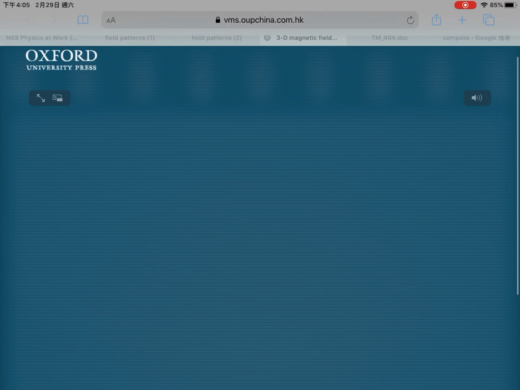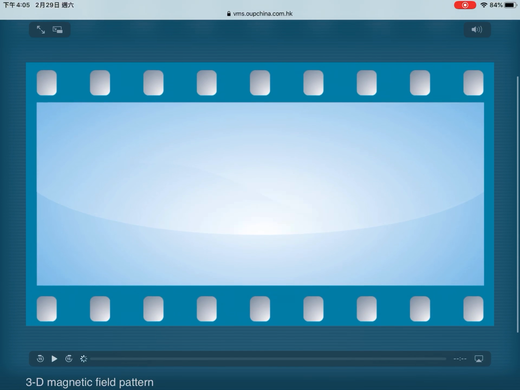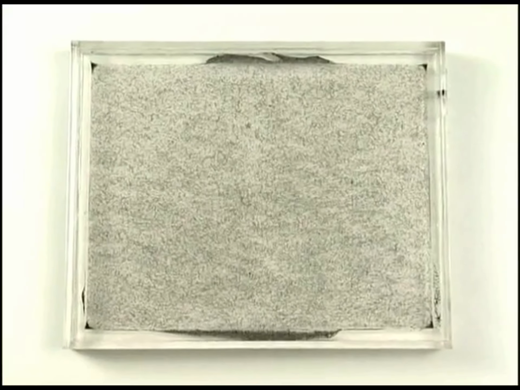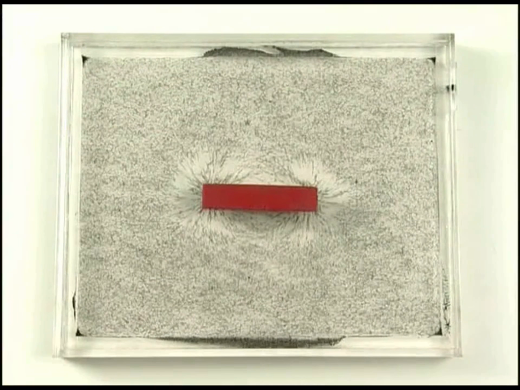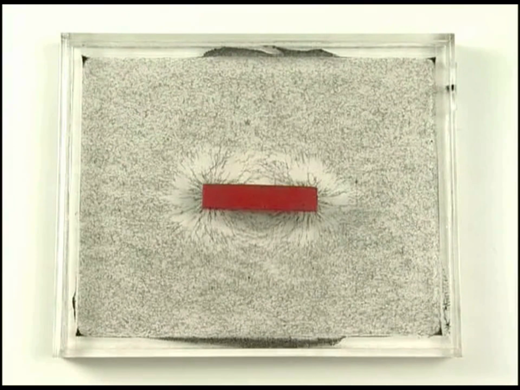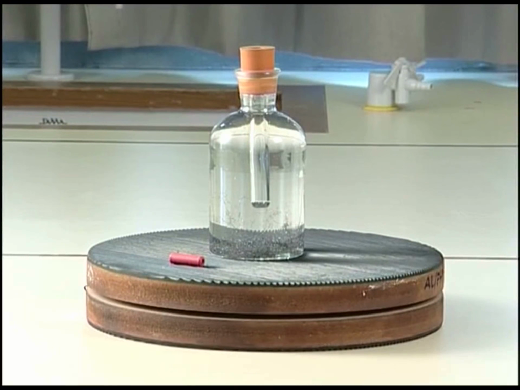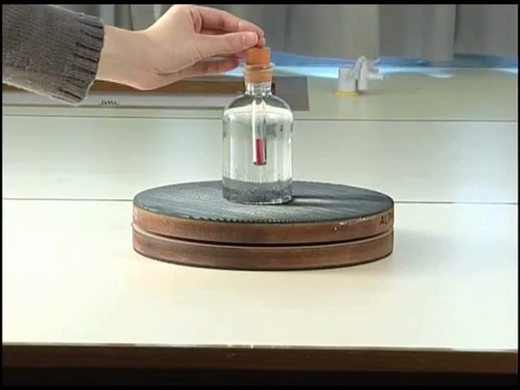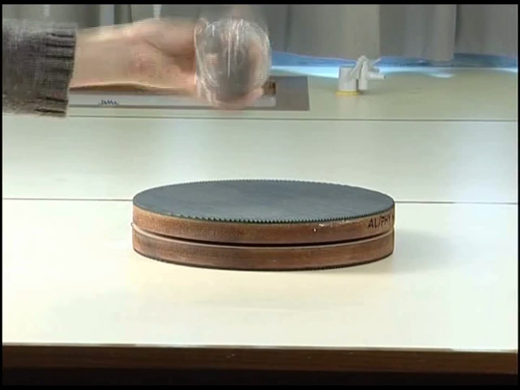Actually, we can have the three-dimensional magnetic field. This is a funny experiment. You can see the two-dimensional magnetic field patterns in the textbook. But can you imagine what the magnetic field pattern looks like in three-dimensional space? This is the 2D magnetic field. I will show you the three-dimensional magnetic field pattern of a bar magnet with the apparatus shown. Put a bar magnet inside the test tube and rotate.